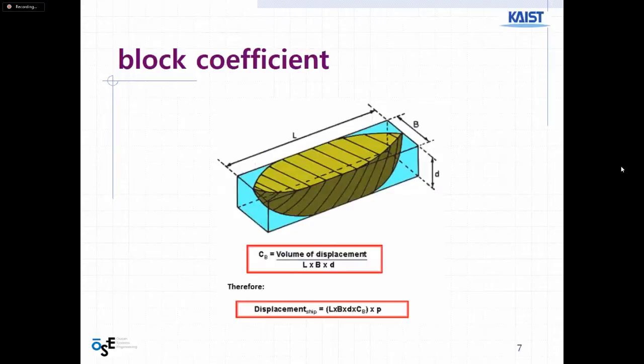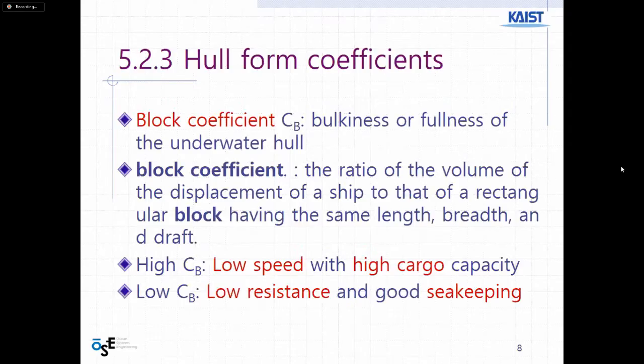So I'm going to talk also about the block coefficient. Block coefficient basically represents the bulkiness, the fullness of the hull, and it's the ratio of the volume of the displacement that we just talked about to the volume of the rectangular block. So in the previous slide, if you remember, I talked about almost the same thing, but it was the area. So the difference between this and the previous one is that in this one we talk about the volume, but in the previous coefficient we're talking about the area.